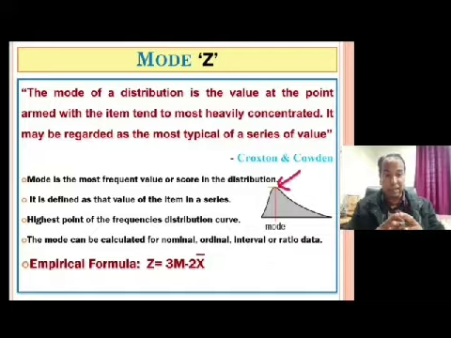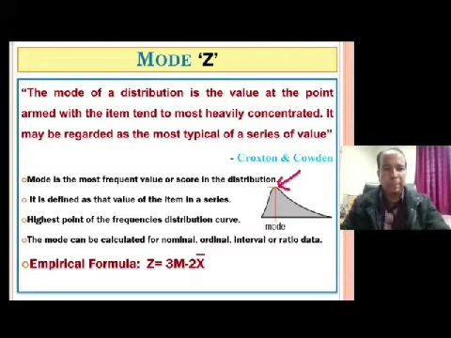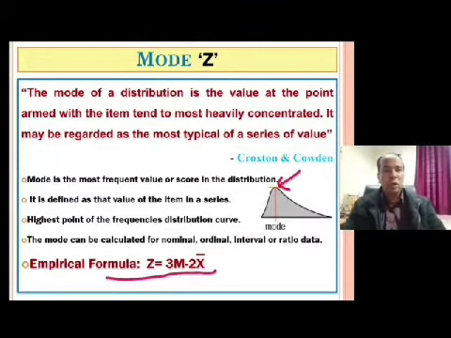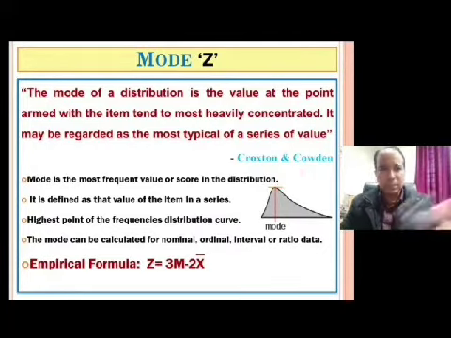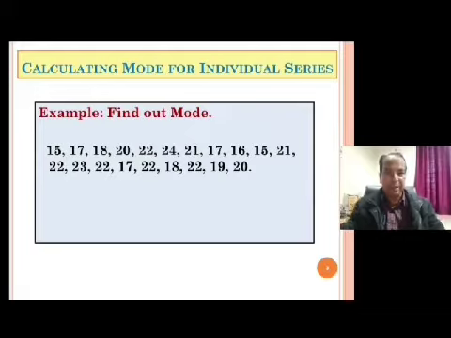One more thing: if you have the values of median as well as mean, there is an empirical formula. Mode is equal to 3 median minus 2 mean. That's how you can calculate mode empirically. Now let's calculate mode for an individual data series.